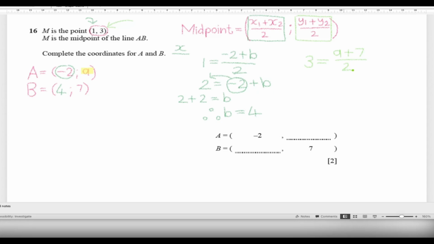So now we want to solve for our unknown. This is an equation with one unknown. The unknown is a, and we now want to solve for a. So what I'm going to do is take this 2 over to the other side. On the right hand side, I'm dividing, which means on the left hand side, I'll be multiplying because I have to do the inverse. 2 times 3 is equal to 6. So then I have 6 equals a plus 7.